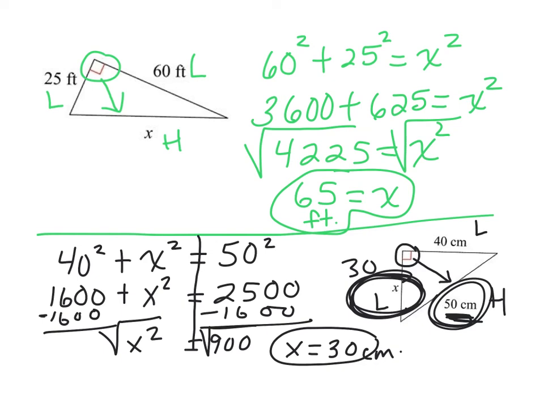Let's just double check up here in this problem. We found the hypotenuse of 65. That checks out that it's larger than 25 and 60, which it should be because we were finding the measure of the hypotenuse. Okay, I hope this helped.